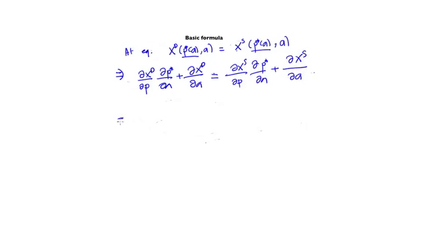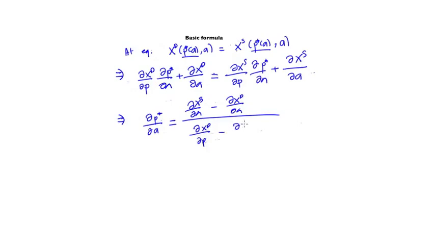And by doing a little bit of algebra, this implies that the derivative of P star with respect to A is equal to the ratio of two things, the derivative of the quantity supplied with respect to A minus the derivative of the quantity demanded with respect to A, divided by the derivative of the quantity demanded with respect to P minus the derivative of the quantity supplied with respect to P.